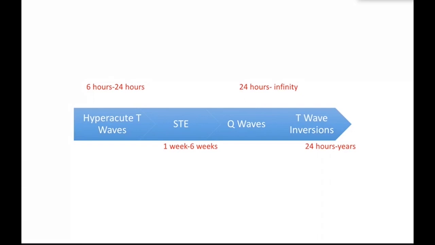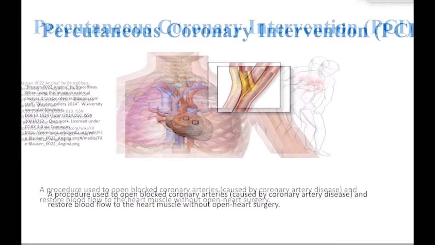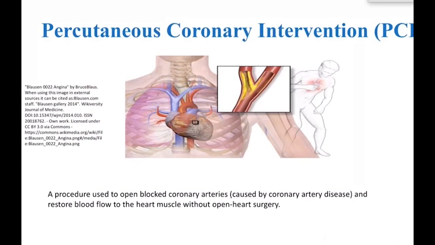compromised. And one of the gold standards of actually doing that is this procedure called percutaneous coronary intervention, otherwise known as PCI. And in a nutshell, it's a procedure that is used to open blocked coronary arteries, and it restores blood flow. That's as simple as it gets, right?